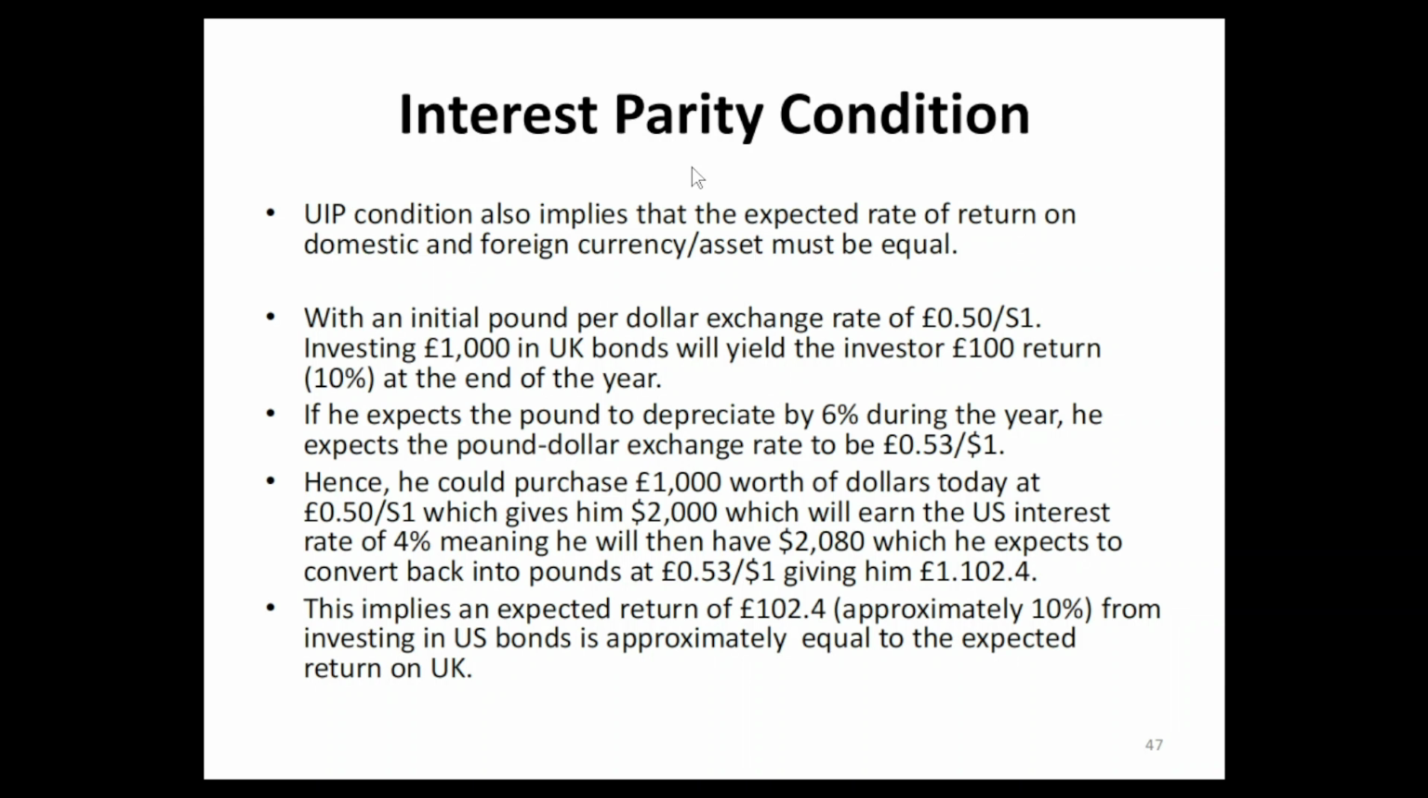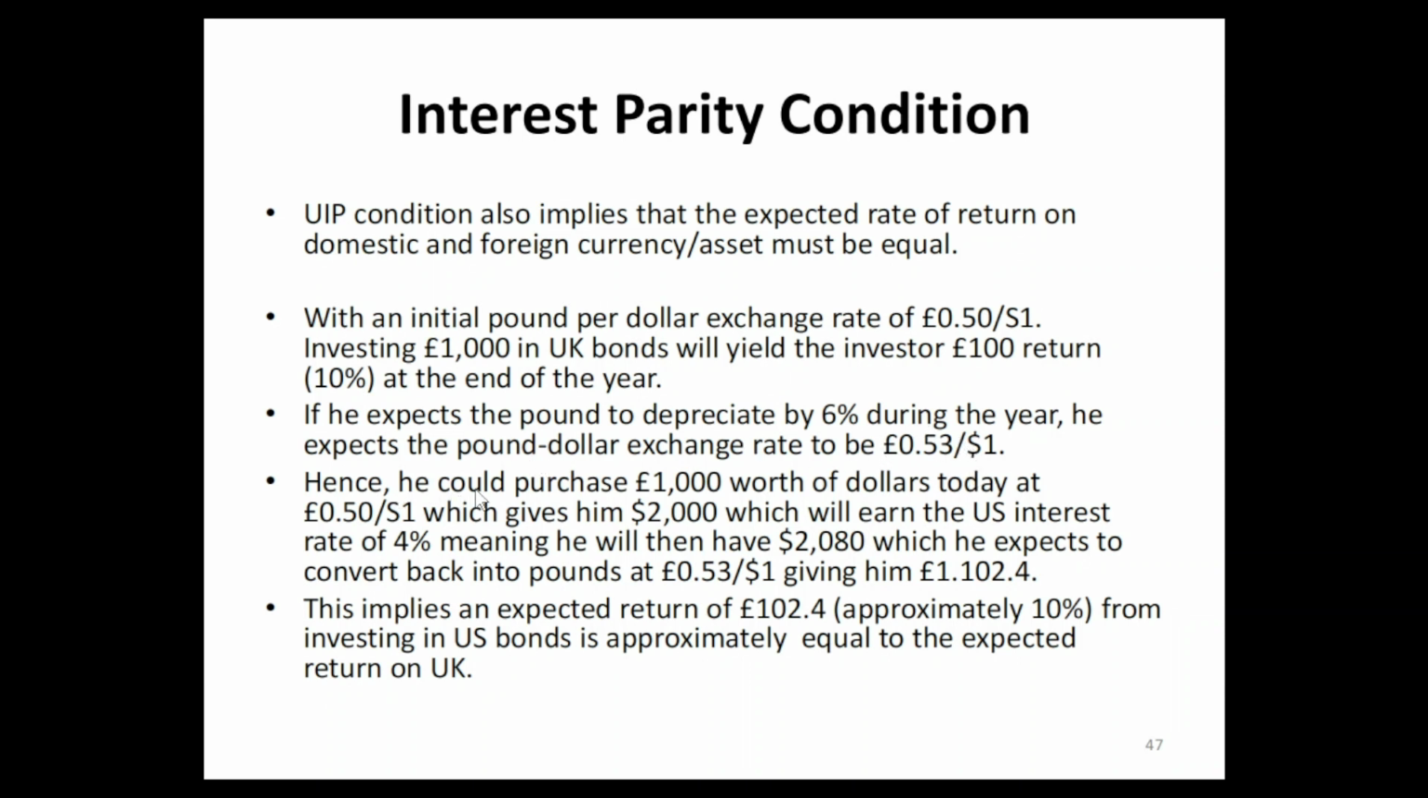So, the interest parity condition, right. The uncovered interest parity condition also implies that the expected rate of return on domestic and foreign currency assets must be equal, right. Whereas the initial pound per dollar exchange rate is this one, right. Investing this much in a United Kingdom bond will yield investors this much return, 10%, at the end of the year, right. So if he expects the pound to depreciate by 6% during this year, he expects the pound dollar exchange rate to be this much, right.